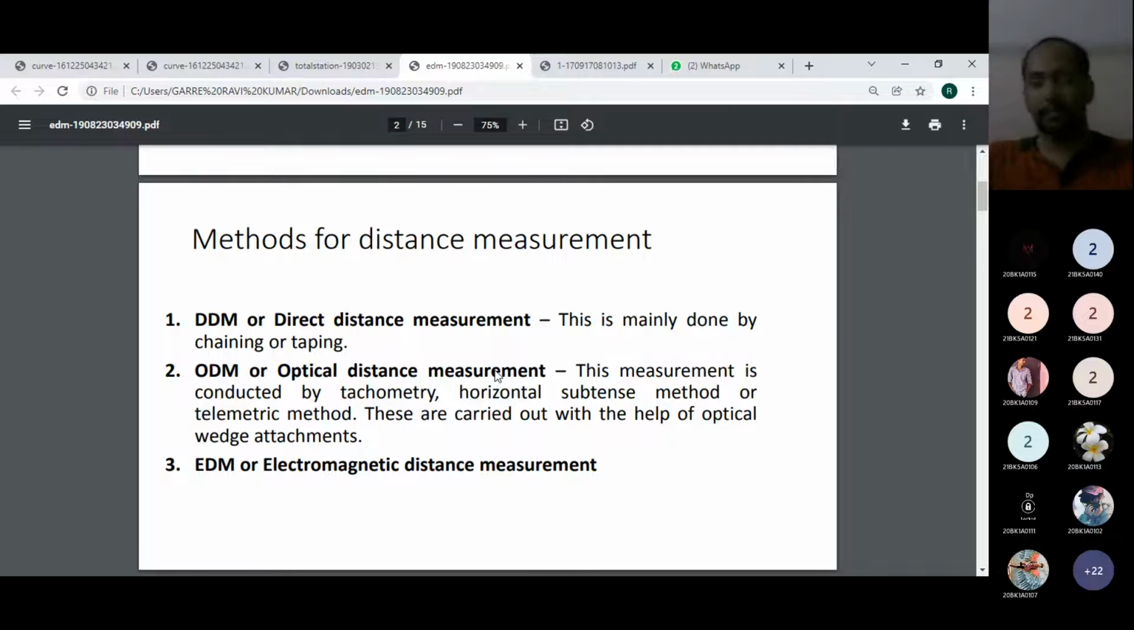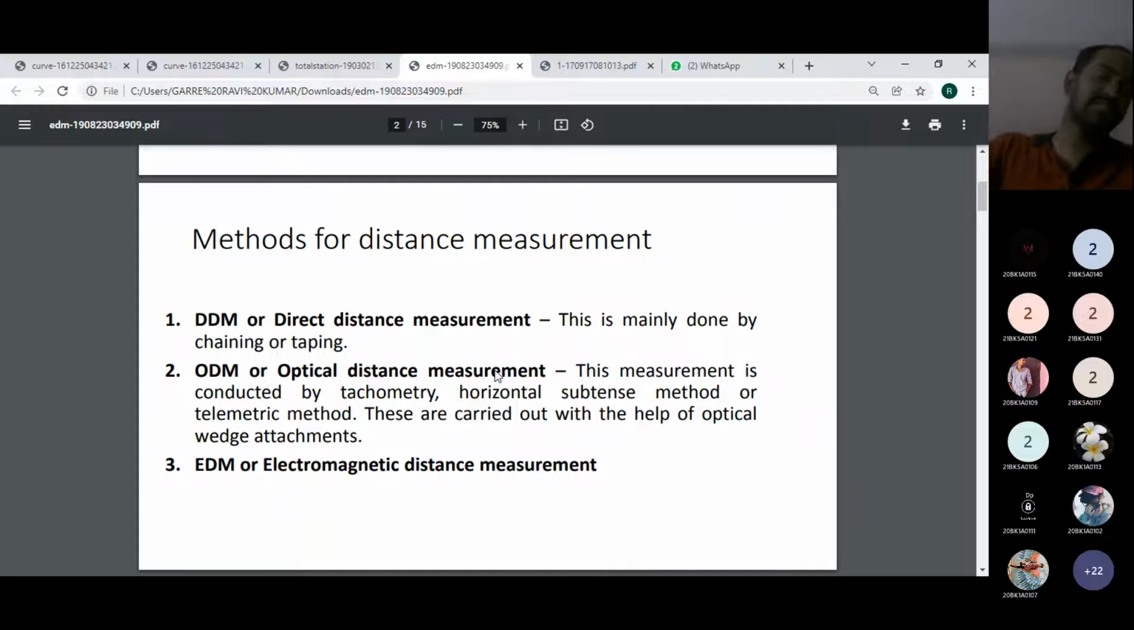Now, these measurements can be taken using different methods. One is direct distance measurement, called the DDM. Direct distance measurement means we can take measurements directly by using a tape or a chain. That is called the DDM, direct distance measurement.